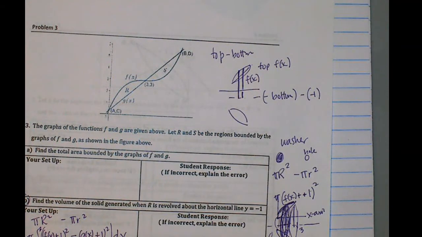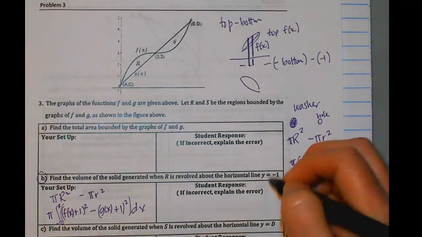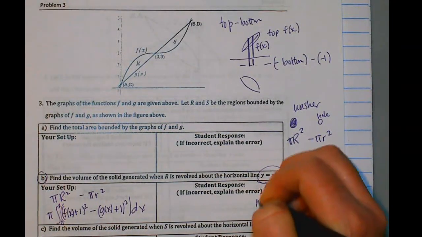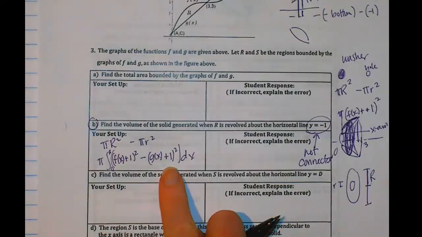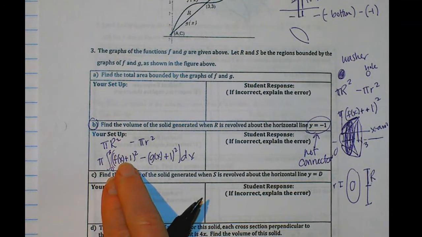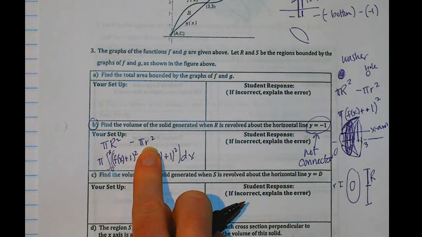So revolving around a place that's not connected is going to have this look to it where there are two separate pi r squareds, a big one and a little pi r squared. That's the subtracting out part.